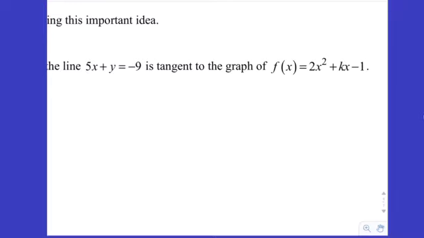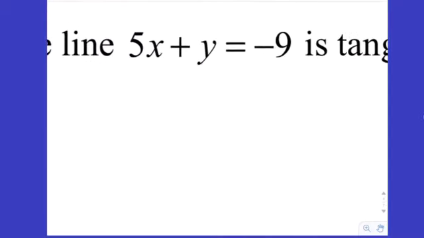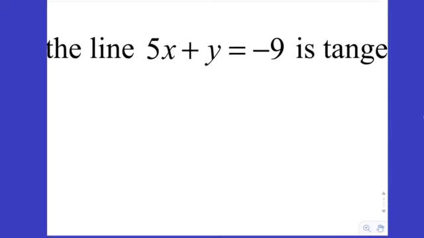Yeah. The function has the unknown in it. So I'm going to start with what I actually know to be true. I have the equation of a line, and it's not in the form I like, but I can put it in the form I like.